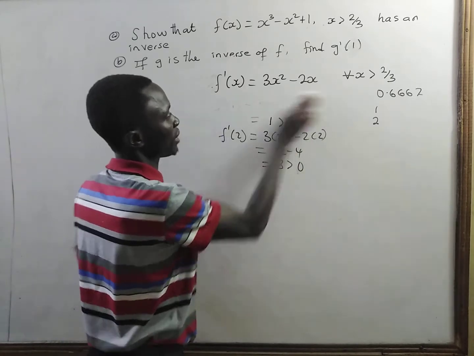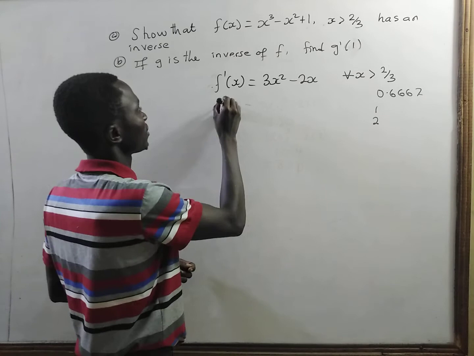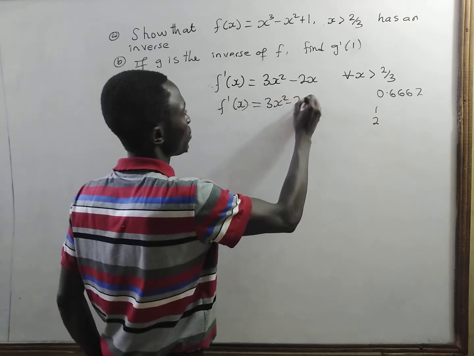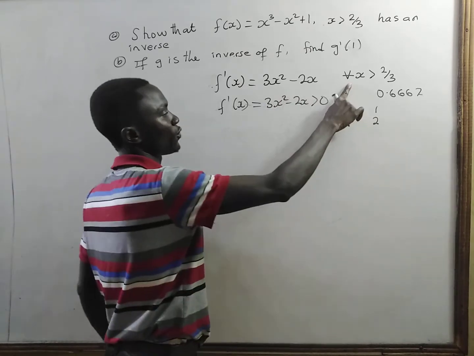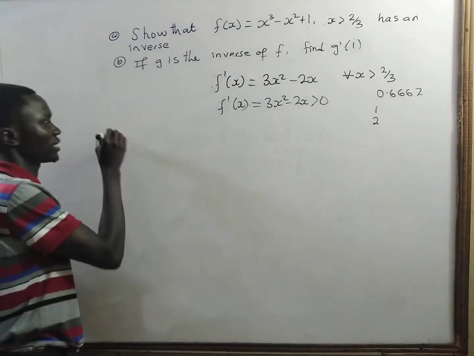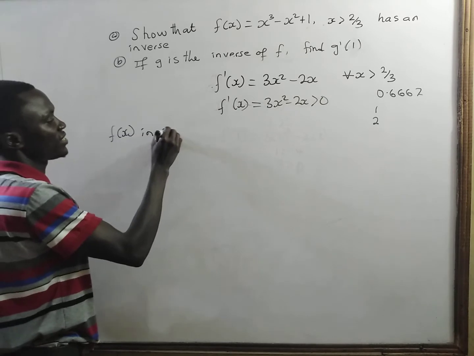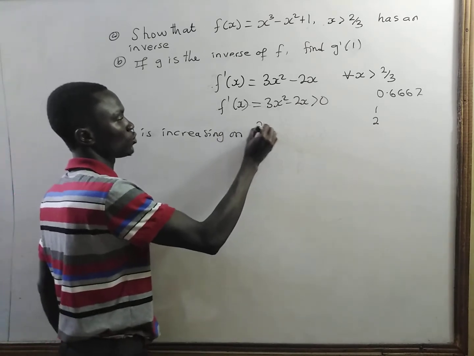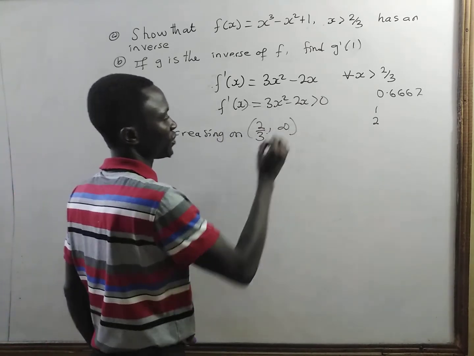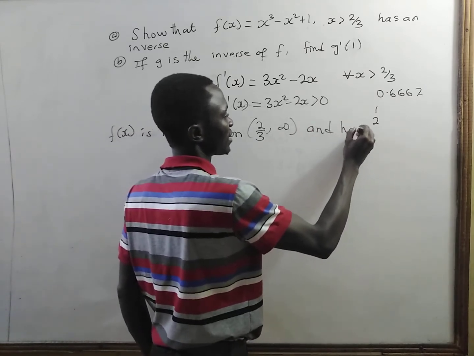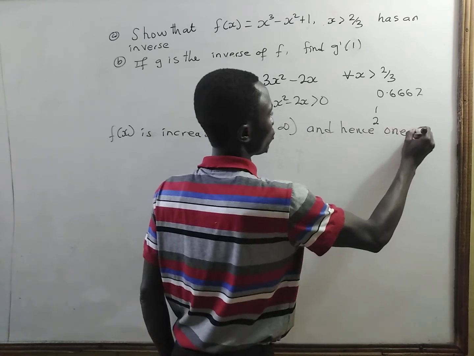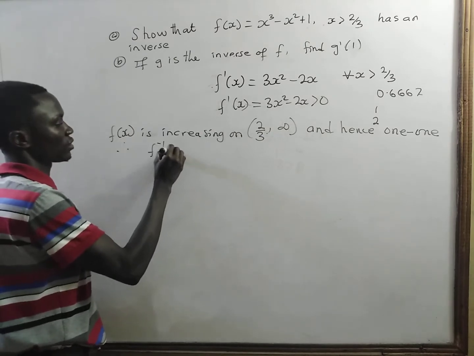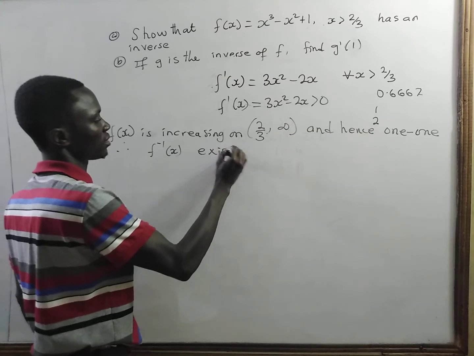Correct. So let me clean this part. So we've seen that f prime of x, which is equal to 3x squared minus 2x, is greater than 0 for all x greater than 2 out of 3. Hence, we can say that f of x is increasing on the interval 2 out of 3 up to infinity, and hence it is 1 to 1. Therefore, f inverse of x exists.